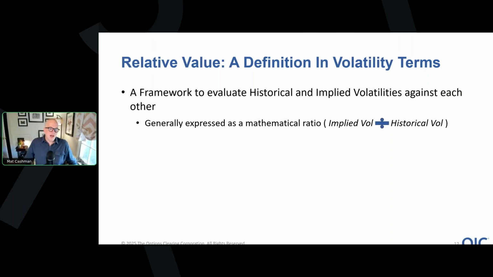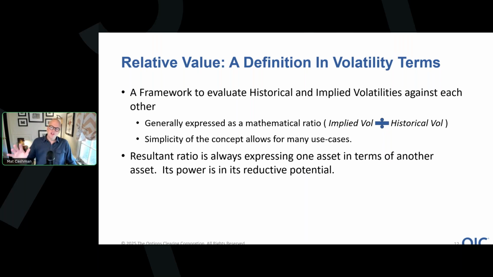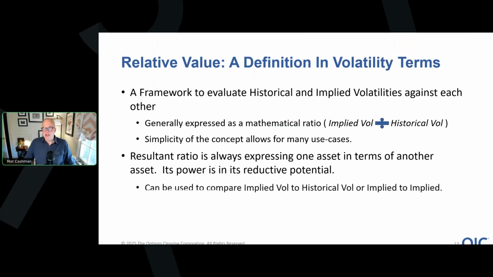I like to think about implied vol on the top of the ratio because that's the one that can move around a lot more than historical vol most of the time, and it's tied to the optionality. And so I like to think about it as the forecast divided by what has happened in the past. The idea behind this is that the simplicity of this allows for a lot of different use cases. The ratio is always expressing essentially one asset in terms of another asset, or one volatility in terms of another volatility. The power of this ratio is in its reductive potential.